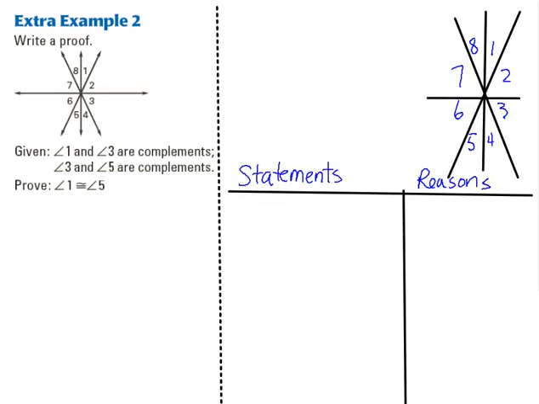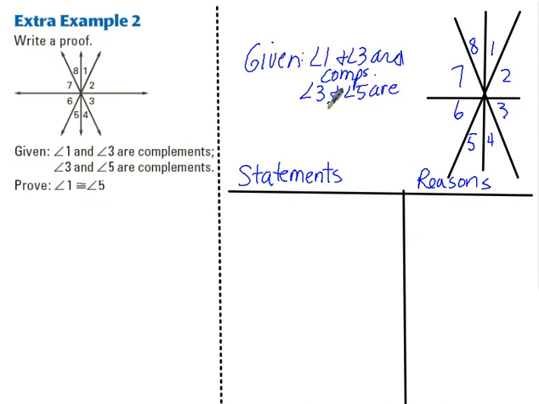I've started to put the proof in its given place. I have not written the given and the proof, so we're going to write the given and the proof. So the given is angle 1 and angle 3 are complements. Angle 3 and angle 5 are complements. We're going to prove that angle 1 is congruent to angle 5.